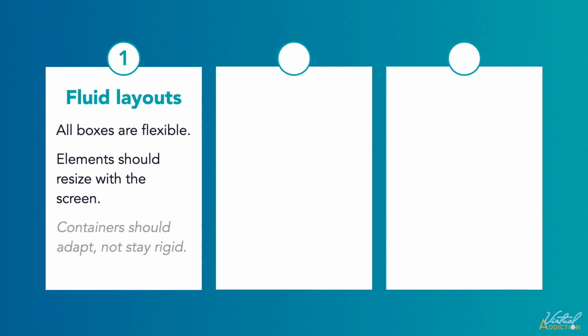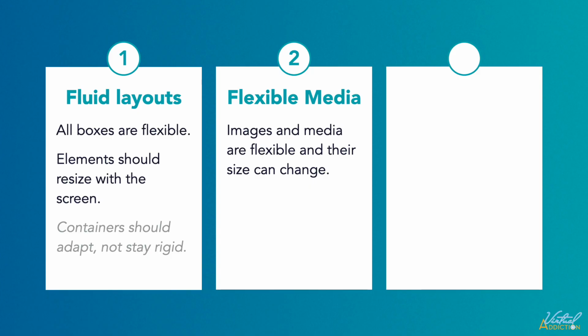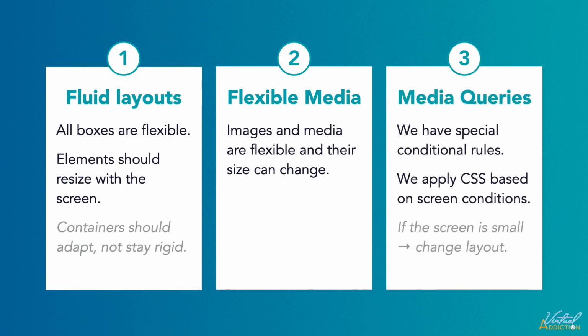Just to summarize, responsive design is built on three main principles. First, fluid layouts, meaning elements resize based on the screen. Second, flexible media, things like images and videos that scale properly so they don't break the layout. And third, media queries. These are rules that apply different styles based on screen size. For example, changing styles when the screen is 600 pixels or larger.